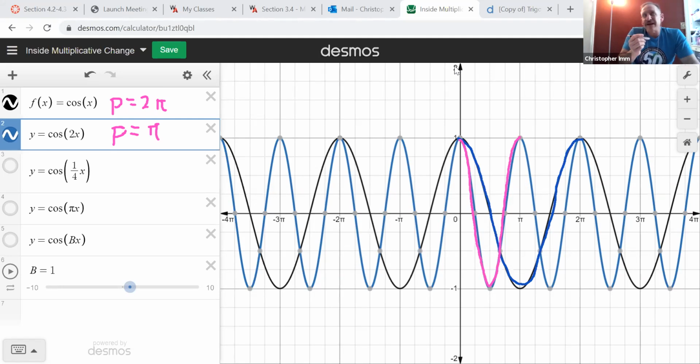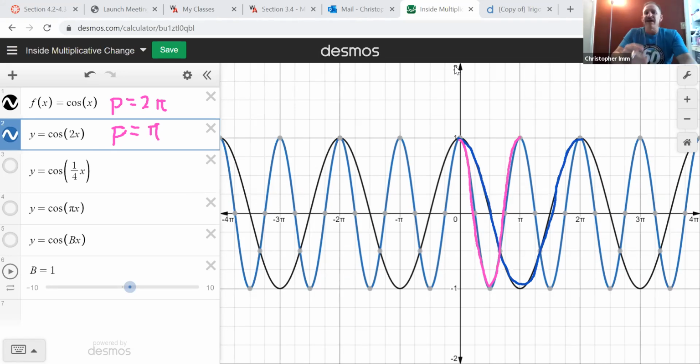If I plug in, let's say, pi, and I divide it by 4, I'm actually going to be at pi over 4, where the original graph was at pi. So instead of compressing it, it's going to shrink, like it's going shorter. It's going to actually stretch it. Yeah, so this is going to be counterintuitive because we're between 0 and 1.